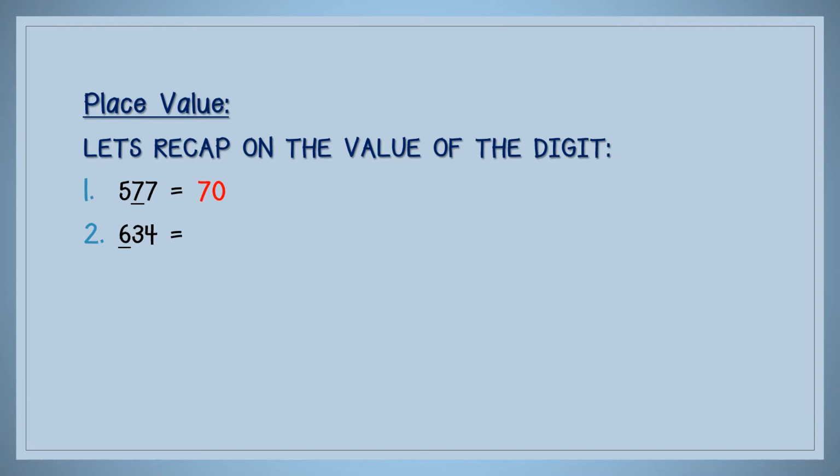634, the 6 is underlined, so they're asking you what value does that digit hold that is underlined. The 6 is 600. Number 3, 12, the 2 is underlined, so that's a unit, just a single digit, so it's 2.